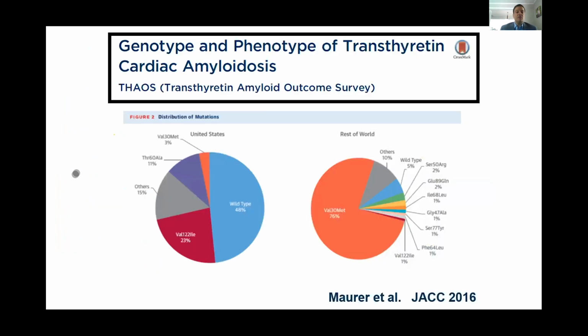So in this Transthyretin Amyloid Outcomes Survey, which was kind of a big epidemiologic database, if you look at the United States, the majority of the patients that contributed to this database were wild type, about 50%, and then almost a quarter were V122I, and then about 10% Ala60, with very little Val30Met. But in Europe, the V30M mutation was the most common. And I do think these demographics will change as we get better at diagnosing wild type.